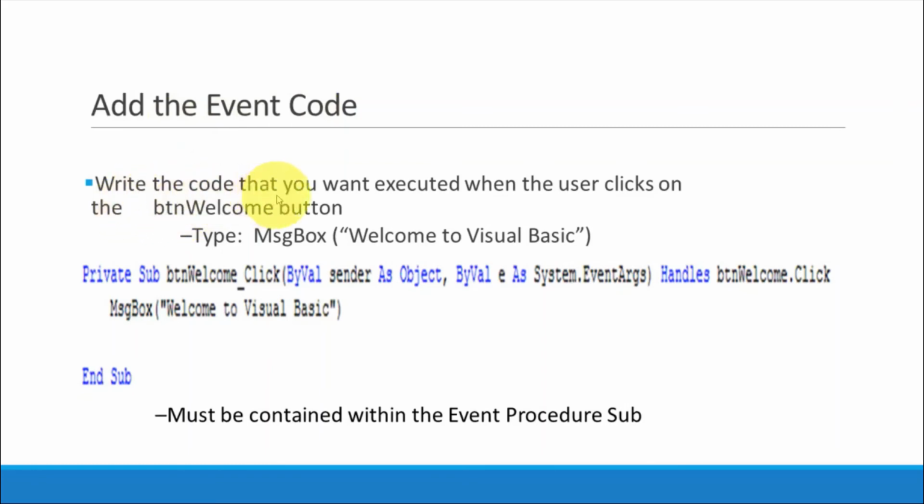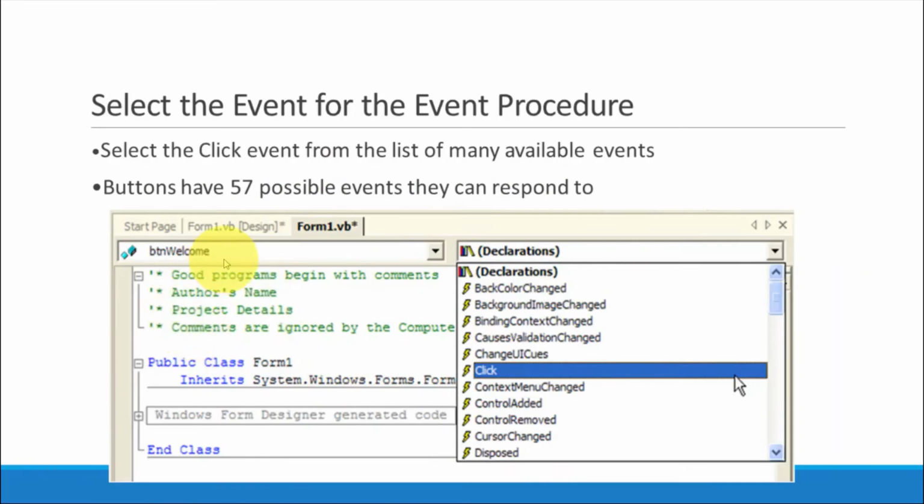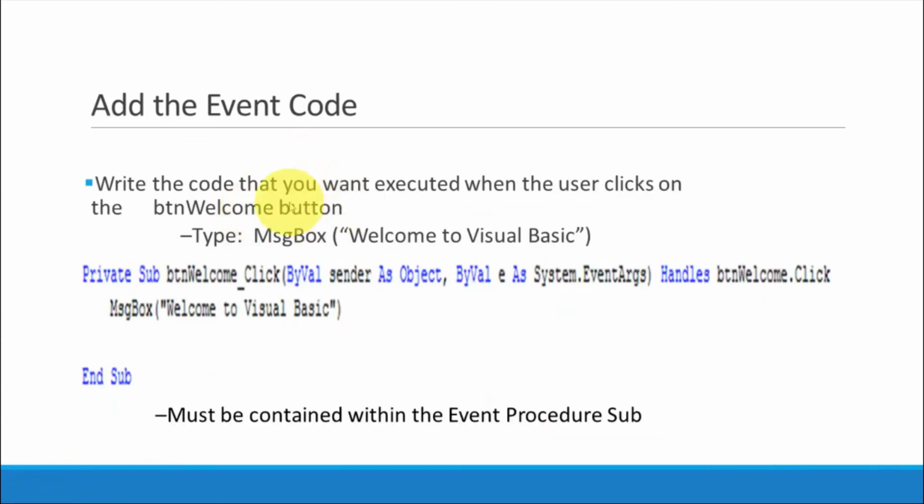So write the code that you want executed when the user clicks on the button welcome. The click is the event we have already selected, and this is the button we selected in our previous slide. Now we have to write the code which gets executed after the click on this button. Type MessageBox welcome to Visual Basic. So this is the code window.